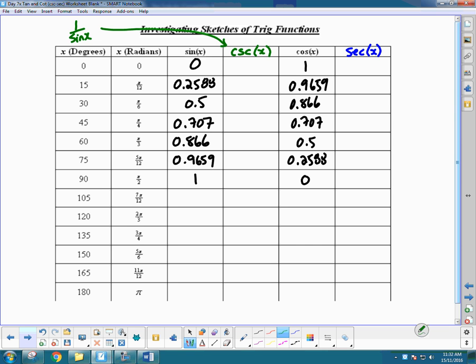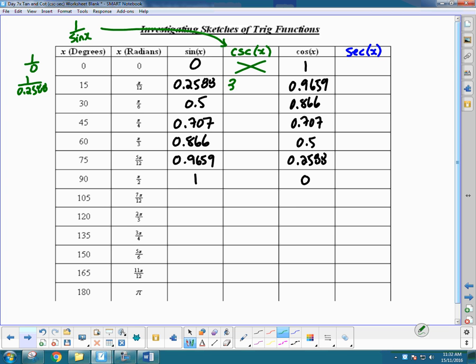Now it starts off at a really interesting one. At 0, sine is 0, so it's 1 over 0. We know we're not allowed to have that, so cosecant will have an asymptote, just like the tan curve does in the cotangent curve. But what about sine at 15 degrees? Well, it's 1 over 0.2588. Now you can just do that, or if you have the 1 over button on your calculator, you can type in sine 15, get this decimal, and push the 1 over button, and you'll get this number right away.